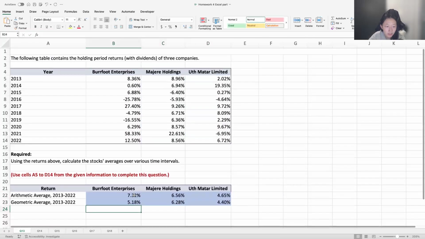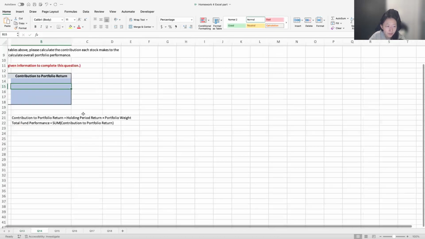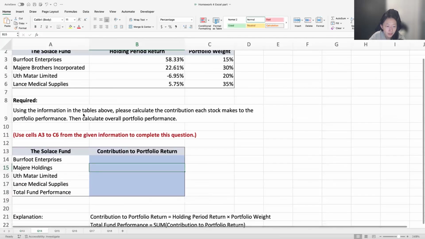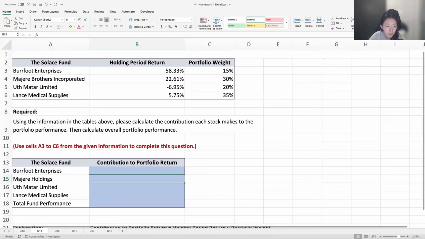Okay, so first question done. Move on to question 14. All right, use the information in the table above and calculate the contribution each stock makes to the portfolio performance, then calculate overall portfolio performance.